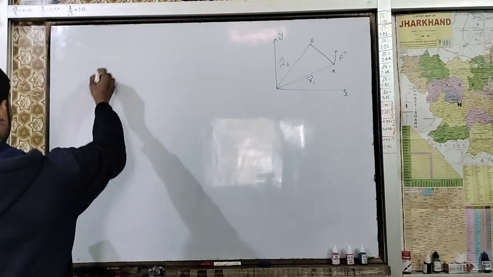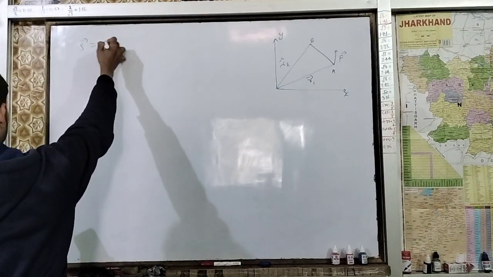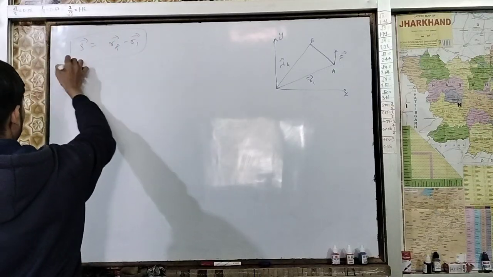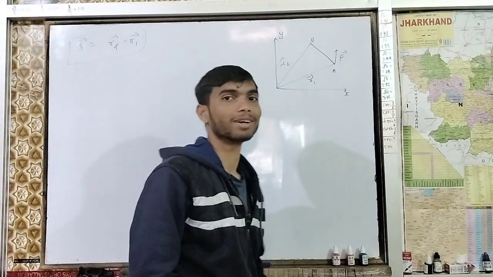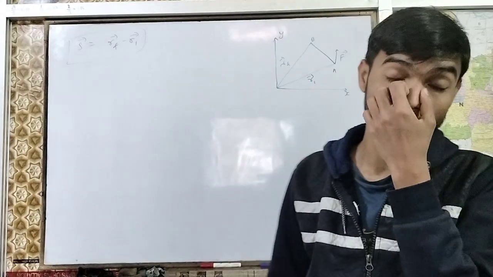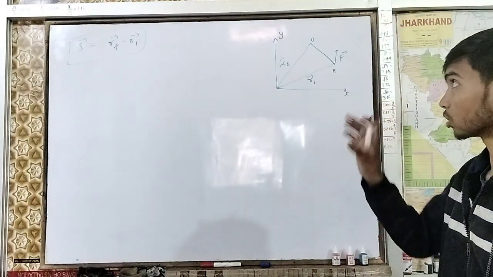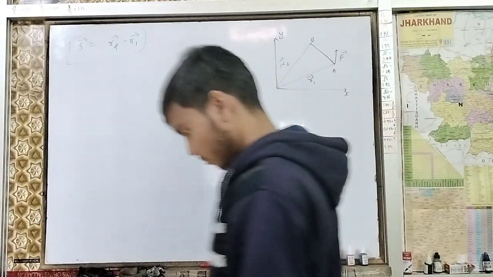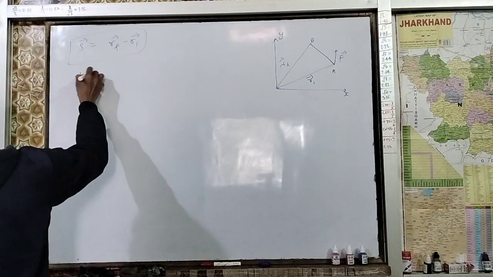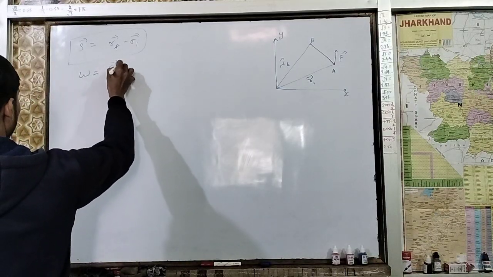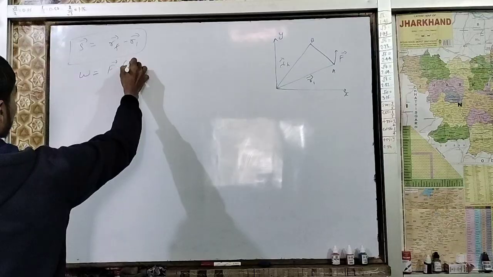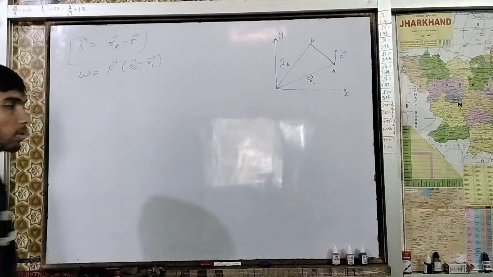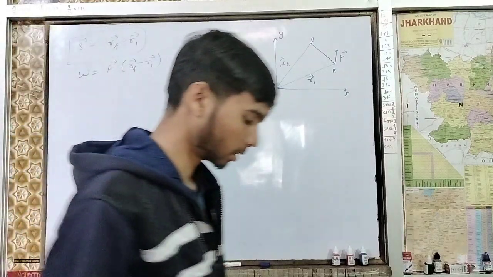So to calculate your displacement, it is very easy: RF minus RI. This will be one formula to calculate the displacement when the position vector is provided by the equation. So finally you can write W will be equal to F into S, where the value of S is R final minus R initial. Then your work done will come out.